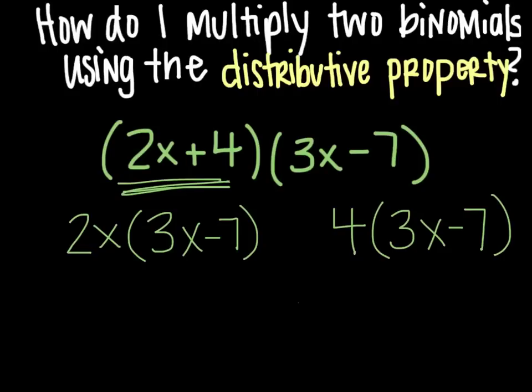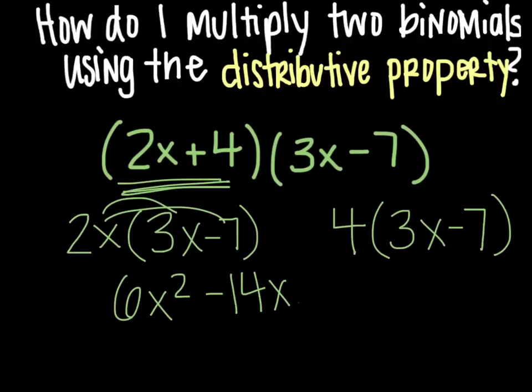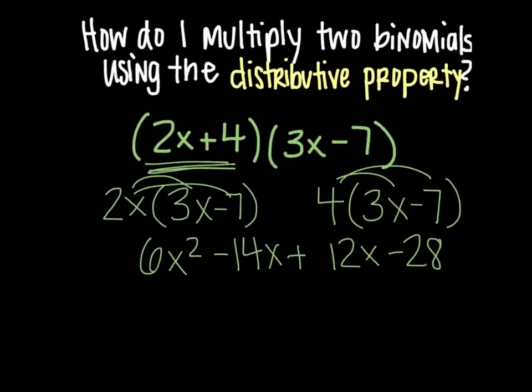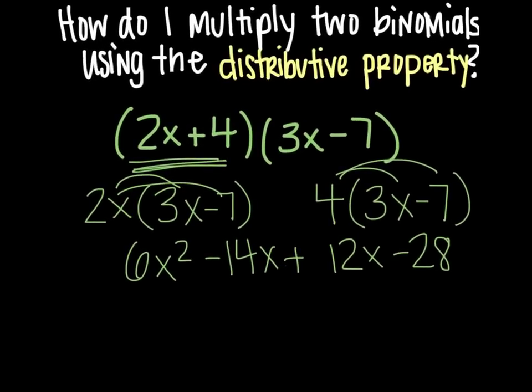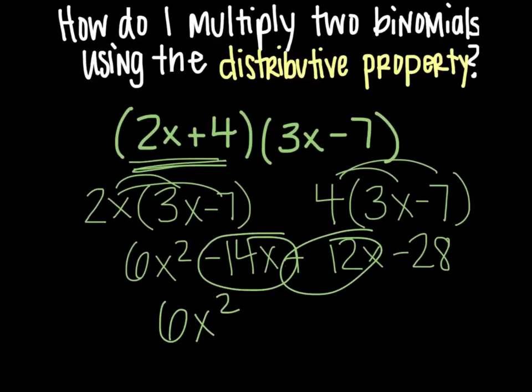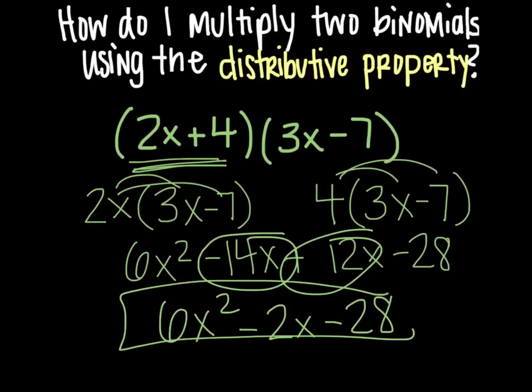And then you will distribute, so 2x and 3x would be 6x squared, and then 2x times negative 7 would be negative 14x. Then you're going to do the same thing with distributing the 4, so you would have 12x and negative 28. And then you're going to combine like terms, so you're going to add these together. When you do that, you will combine the negative 14x and the 12x together, and your answer will then be, and it's always written in standard form, 6x squared minus 2x minus 28. And that's your final answer.